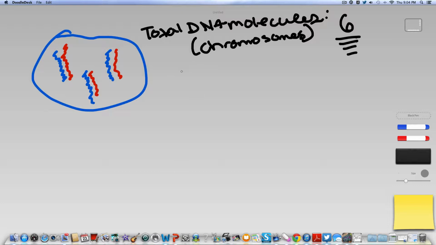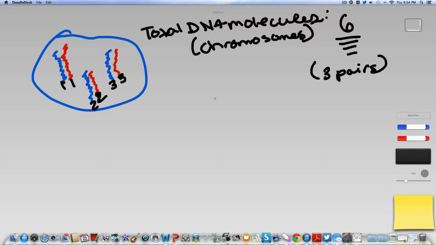So this is in a non-dividing cell. Since this cell has a total of 6 chromosomes, here's 1 from dad, 2 from dad, 3 from dad, and here's 1 from mom, another 1 from mom, this is number 2 from mom, and number 3 from mom, okay? We actually have a total of 6 chromosomes, or another way to say it is 3 pairs.